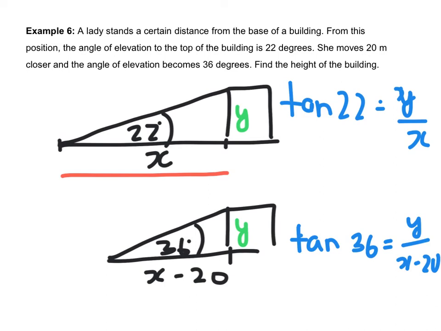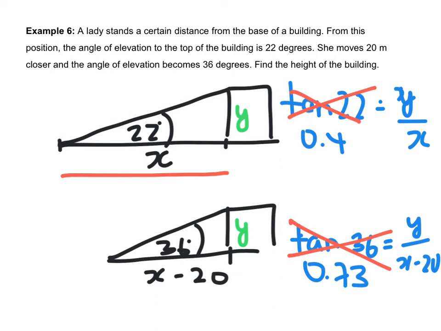Now, let's just use our calculators for a second and see what we can get here. So tan of 22 is 0.4. So where I have tan of 22, I'm going to cross it out and replace it with 0.4. And then we're going to go down to tan of 36. Check that in our calculator. Tan 36 is equal to 0.73 if I round. Okay, so now we need to just bring a bit of algebra into this here.